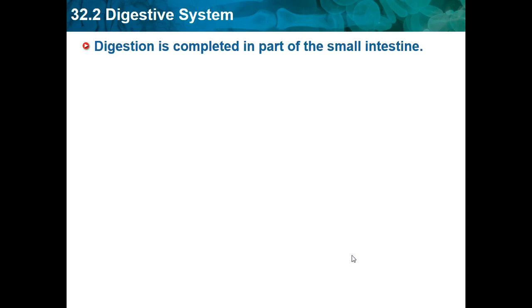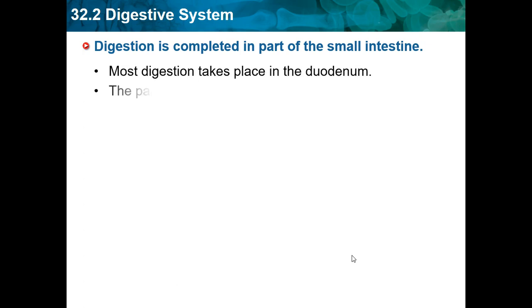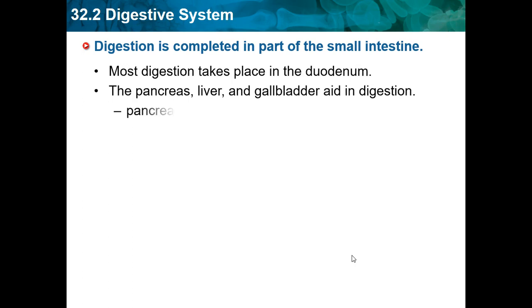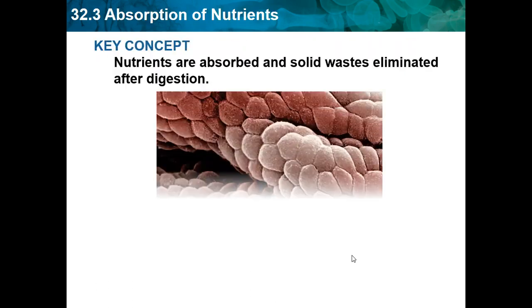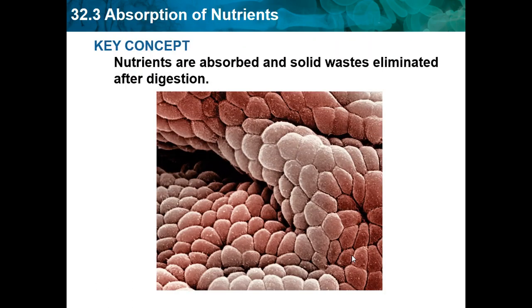So digestion is completed in part of the small intestines. Most digestion takes place in the duodenum, and the pancreas, liver, and gallbladder aid in digestion as well. The pancreas helps digest fats and proteins, and the bile from the liver helps digest fats. A lot of this is very specific, and we don't need to know it.